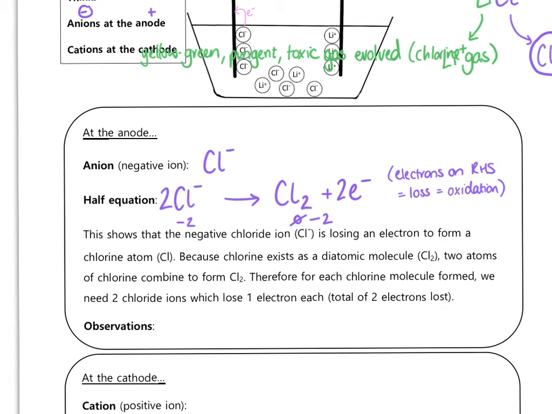So at the anode, we have chlorine being formed. The chloride ions are attracted to the anode. They lose an electron to form a chlorine atom, and then 2 of those chlorine atoms bond together to form a diatomic molecule. You've got your half equation there, and your observations, again dependent on the fact that we have produced chlorine, is that a yellow-green pungent toxic gas is evolved.